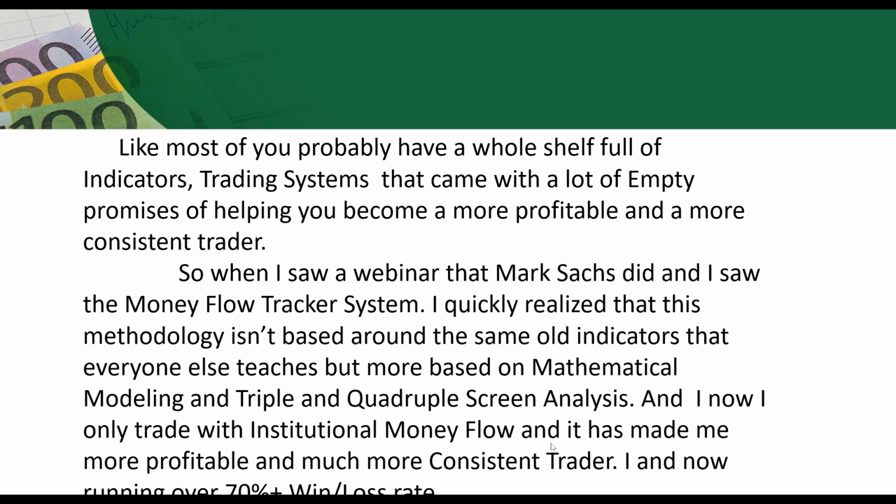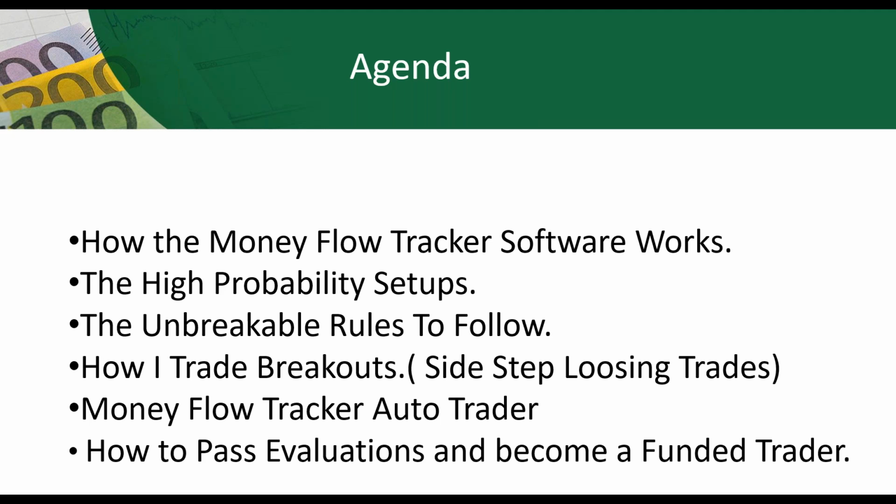So now I only trade with institutional money flow. So when I talk about order flow, money flow, I'm only talking about institutional money flow, right? And it's made me much more profitable, much more consistent, and now I'm running over a 70% win-loss rate. So this is what we're going to be speaking about. I'm going to talk about the money flow tracker software, the high probability setups, the unbreakable rules, how I trade breakouts and sidestep losing trades, the money flow tracker auto trader, which is called the Revolutions, and how to pass the evaluations to become a funded trader.